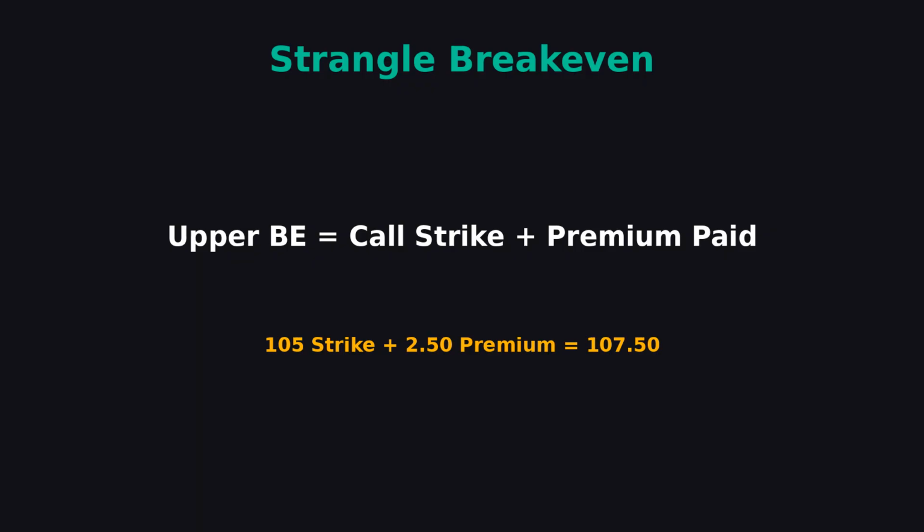To calculate the break-even on a strangle, you must add the premium paid to the call strike and subtract it from the put strike. This widens your goalposts significantly compared to the straddle.